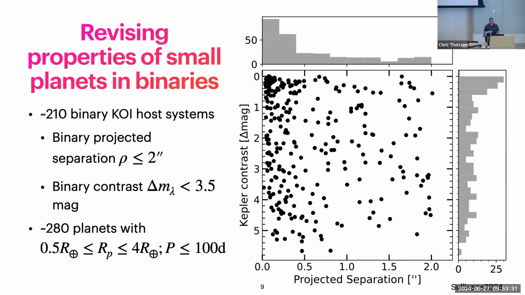So using that sample that we assembled, we ended up with a sample of binaries that host small planets. We had 210 binary KOI host systems with projected separations less than 2 arcseconds and relatively low contrasts. And you can see that distribution on the right-hand plot of the contrast versus the separation. And you can see we're really sampling a lot of that parameter space. We ended up with a sample of about 280 planets with radii between 0.5 and 4 Earth radii in periods less than 100 days. So we're really excited about how big this sample was because it meant that we could do some really fun demographics.